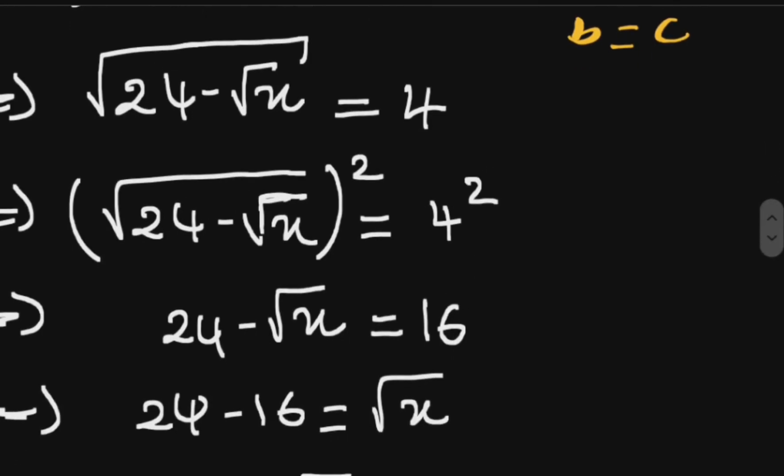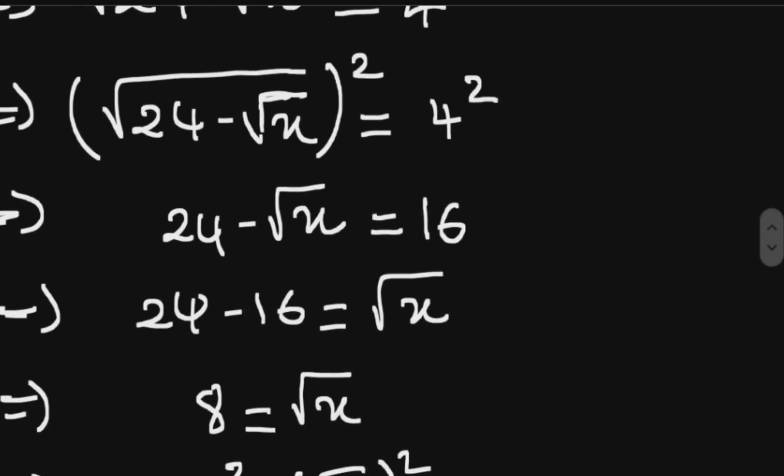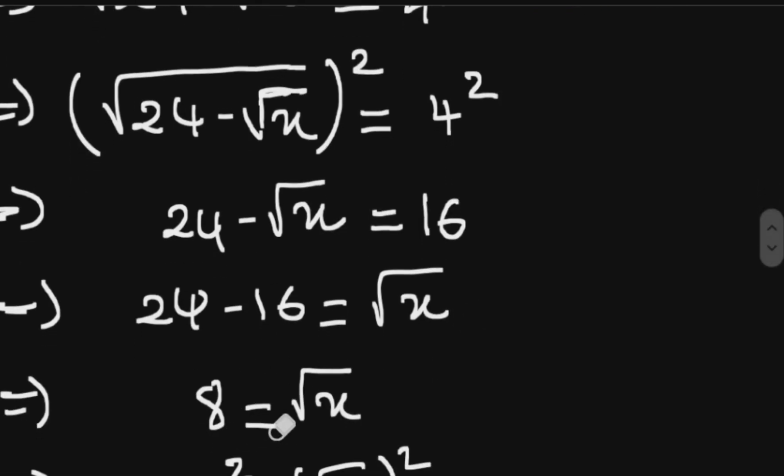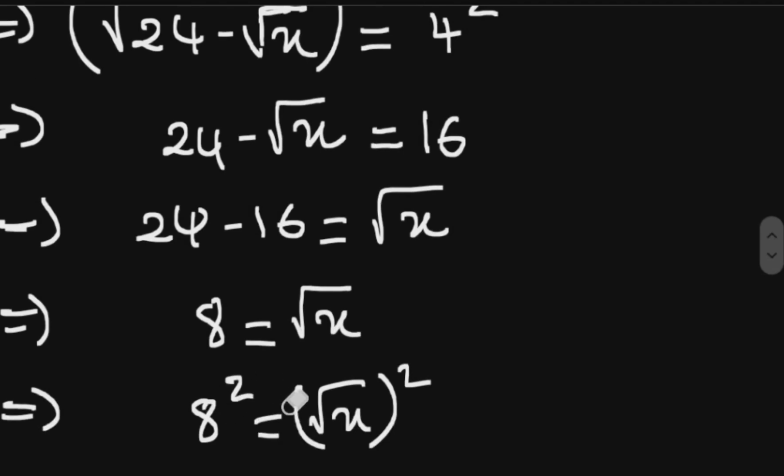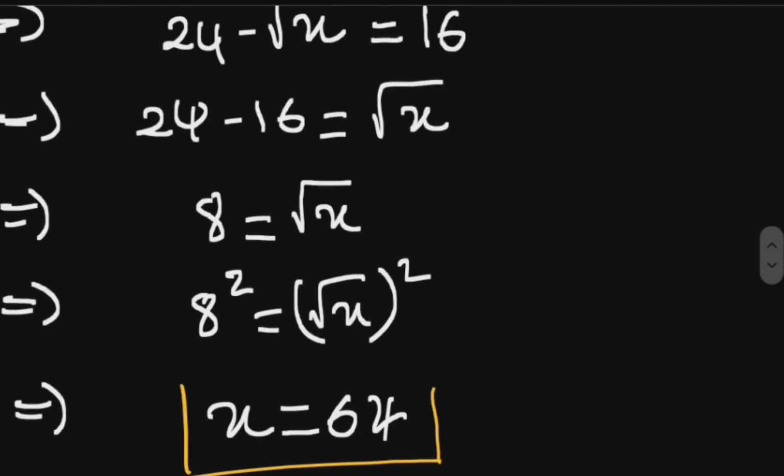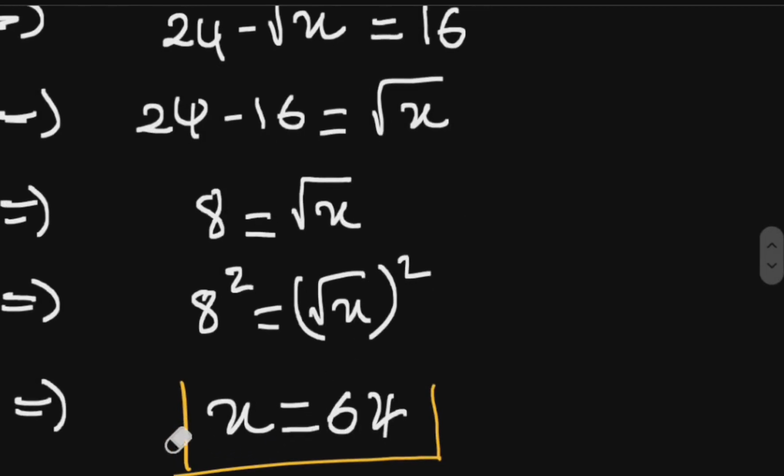Okay, now since we are looking for x, we are going to send the square root to the other side and send the 16 to the other side. So we have 24 minus 16 is equal to the square root of x. Then this means that 8 is equal to the square root of x, and to look for the value of x we need to take the square of both sides. That's 8 squared will be equal to the square root of x squared, and 8 squared will be equal to the absolute value of x, and knowing that x is positive, the absolute value of x is x. Okay, this means x is equal to 64.